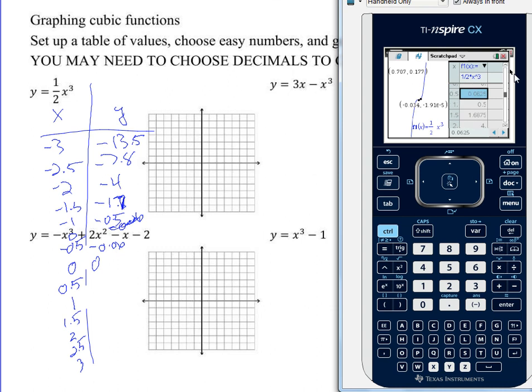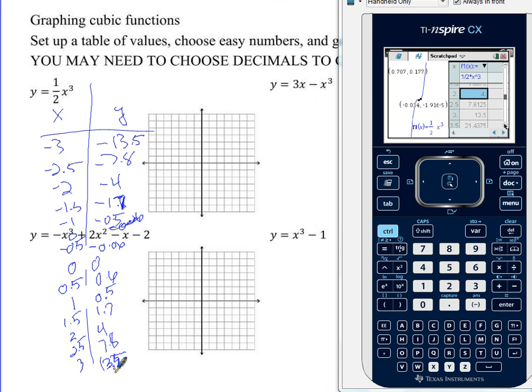Then I have positive 0.06. For 1 I have positive 0.5. For 1.5 I have 1.7. For 2 I have 4. I still haven't hit end behavior yet. I don't have huge numbers. For 2.5 I have 7.8. For 3 I have 13.5. And now I'm getting into big numbers. So that's all I need.